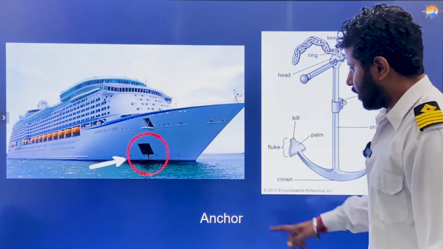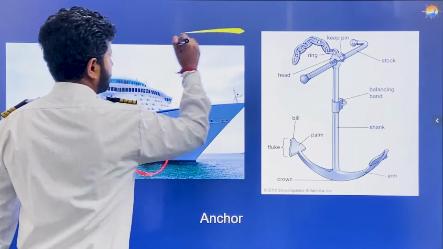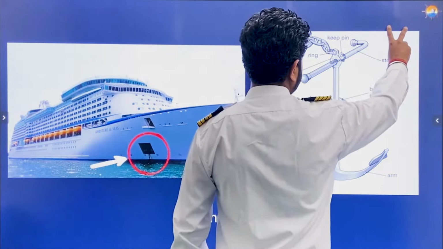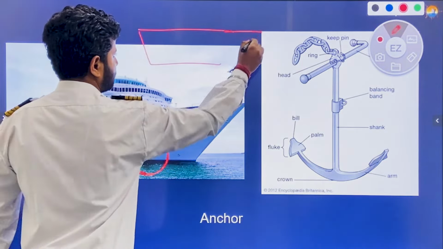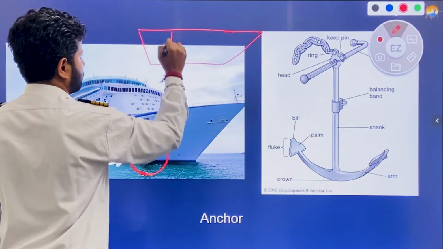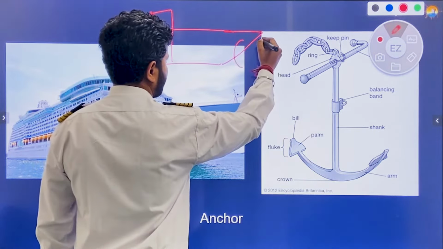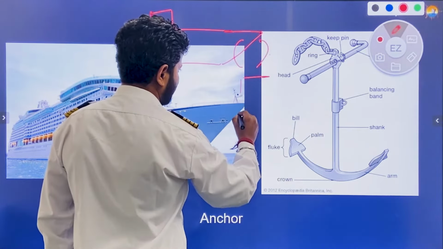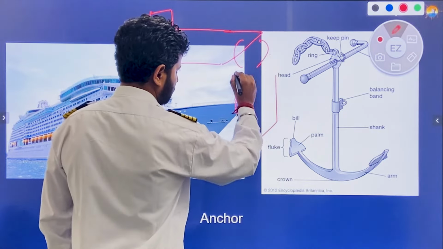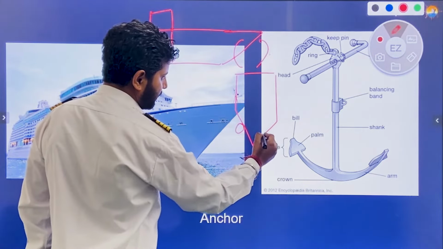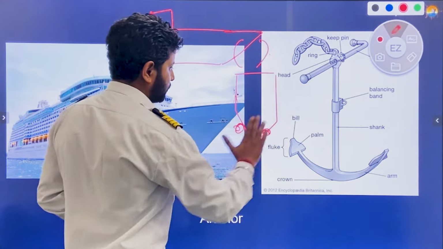Aage badhte hain. What is anchor? On the forward side of the ship. Say this is your ship. So this is your ship. Like this, this is inside your engine room, this is your bridge part over here. So you have got two anchors, one over here and one on the other side. Copied? Say, this is your ship, forward side, one anchor will be over here, one anchor will be over here. So one anchor will be on the starboard side and one anchor will be on the port side.